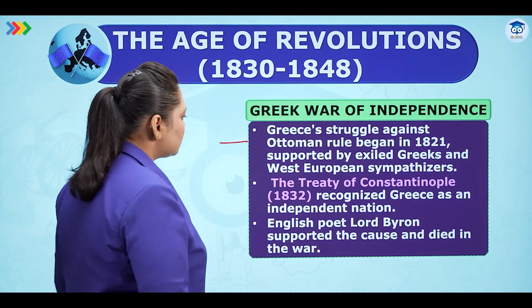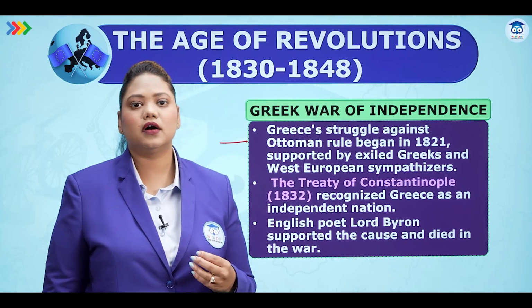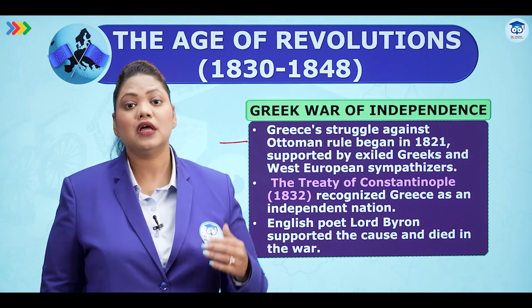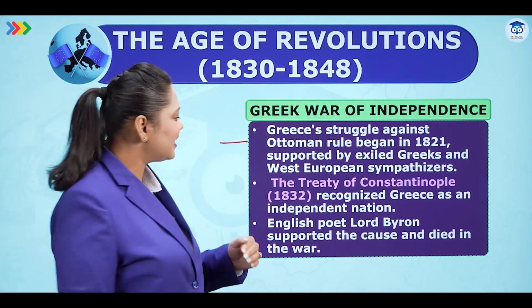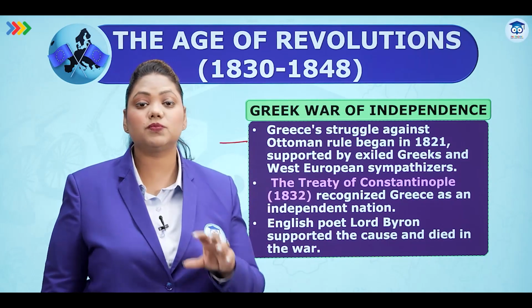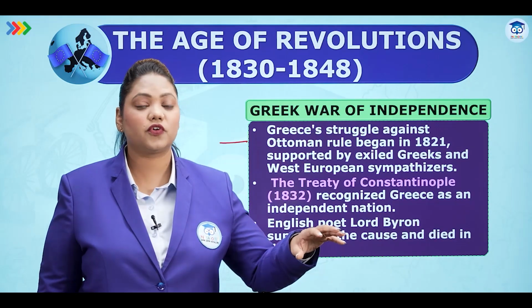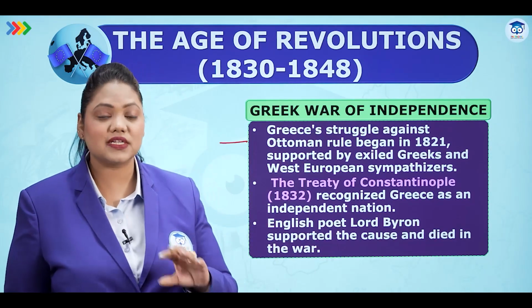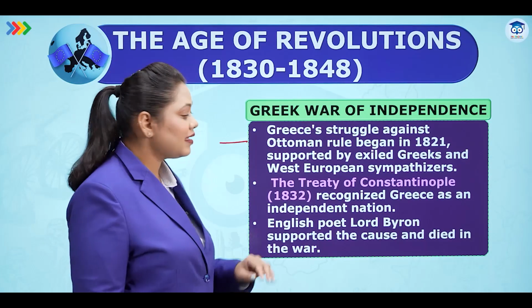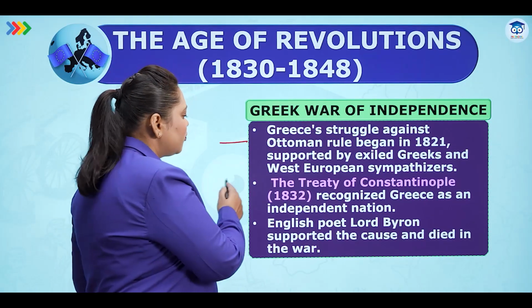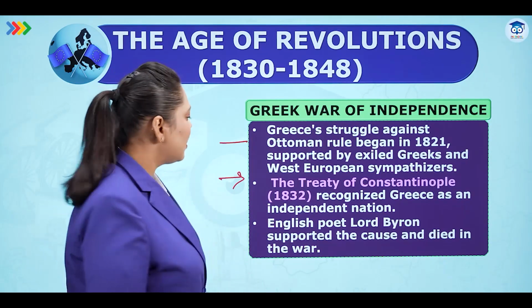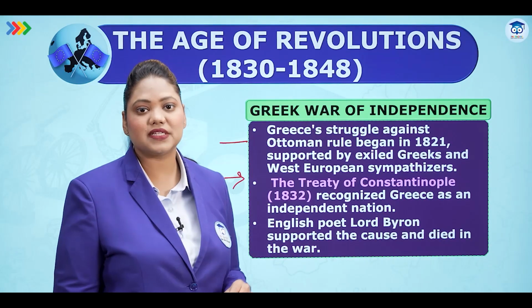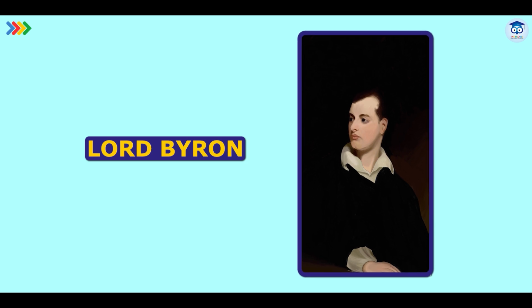So Greece was ruled by the Ottoman Empire, and there were a lot of Greeks who did not want to be in that empire. That is the reason the exiled Greeks, meaning Greeks who were living in the western parts of Europe, started supporting the Greeks living in Central Europe. And then they actually got independence by the Treaty of Constantinople, 1832. There were almost 7 wars fought, and later Greece got independence by signing the Treaty of Constantinople.